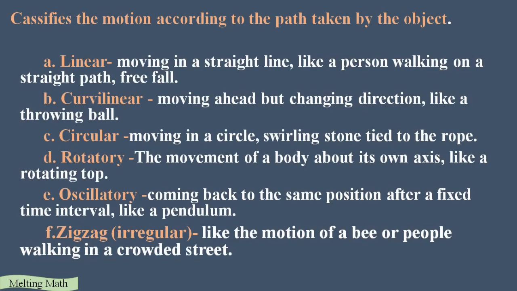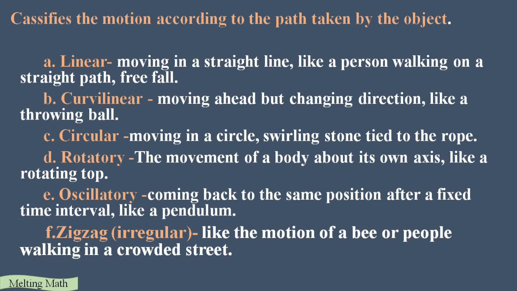Linear motion. First one, linear motion: moving in a straight line, like a person walking on a straight path, free fall. It's like if we are going in a car with constant speed in a straight line, that's also linear motion. That's a very good example for linear motion. Second one is curvilinear motion: moving ahead by changing direction, like throwing a ball. If we throw a ball, after pitching the ball, the direction will change. That's what they are mentioning here. The changing of direction is curvilinear, so it's a curvilinear motion.